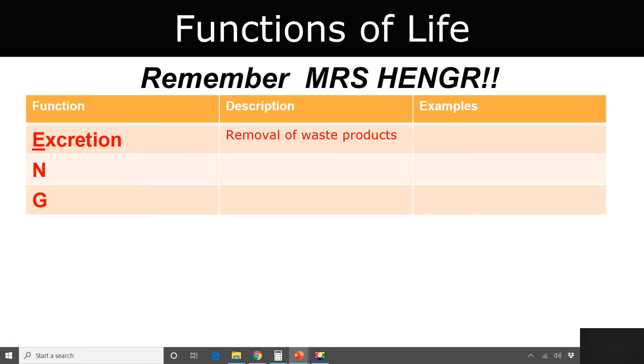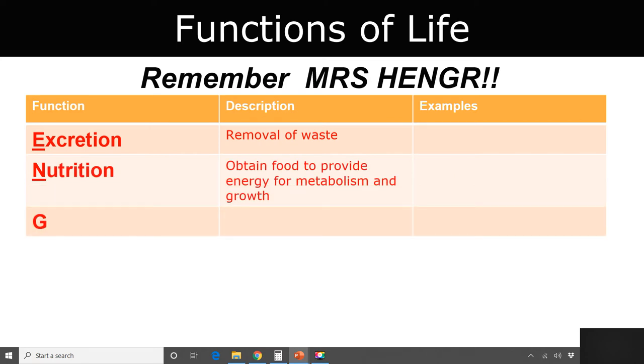You might have heard it as egestion, and that's just the removal of waste products. So for us, it's pooping and peeing. For any single-celled organisms, they probably just diffuse their waste products out of their membrane. And then the next one is N, nutrition. So all living things need to obtain food somehow to provide energy for metabolism and for growth.